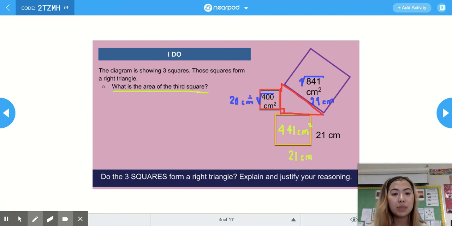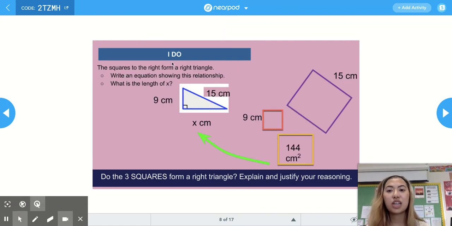So the biggest mistake is that people divide it by 2, and that's not correct, because 400 divided by 2 is 200, and the side length is definitely not 200 centimeters. So you have to think of what number times itself is equal to that number. And that's also the same thing as square rooting that number.